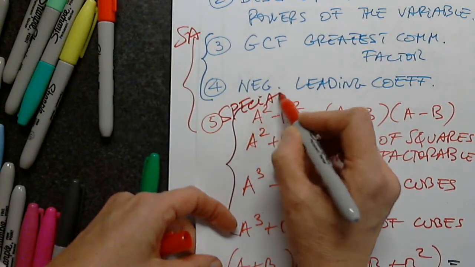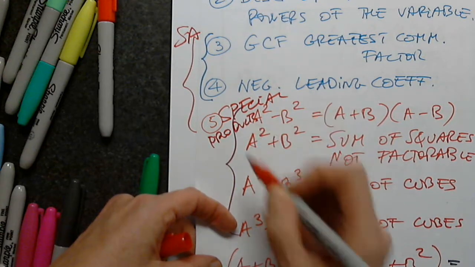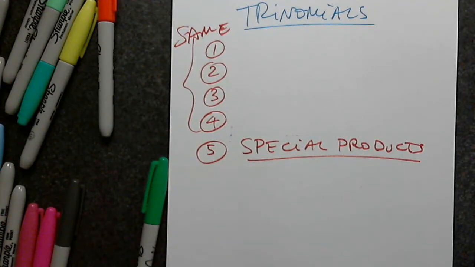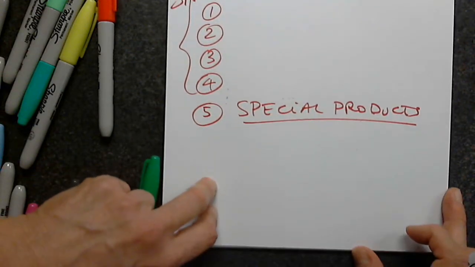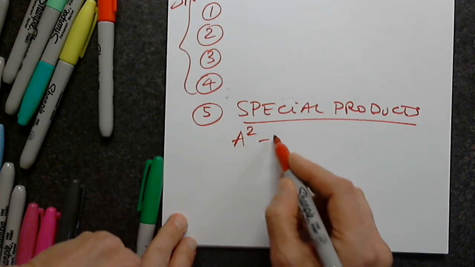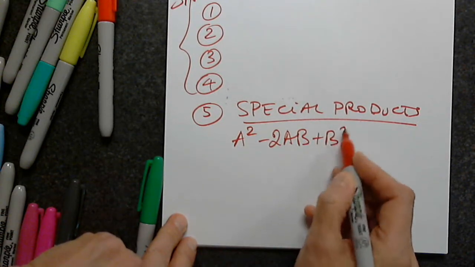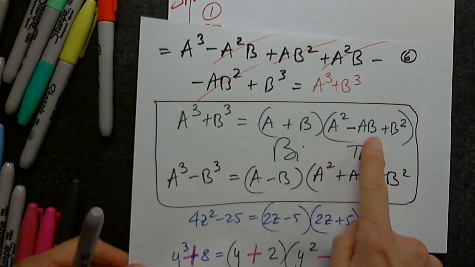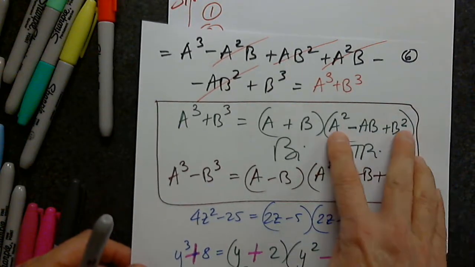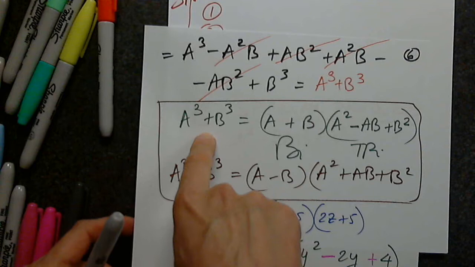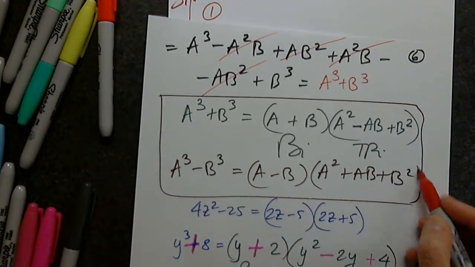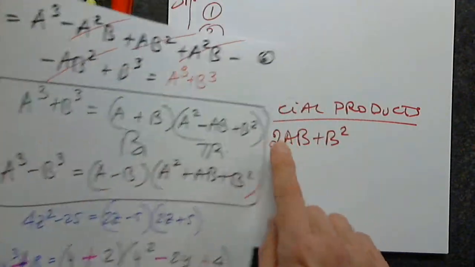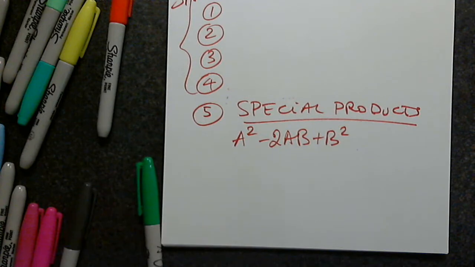Special products. So there are 4, 1, 2, 3, 4, although one of them is not factorable for binomials. Here we'll only have 2. Here's 1. Please do not confuse this with this. This is the trinomial coming from the sum of cubes, or the trinomial coming from the difference of cubes. That has nothing to do with this. Notice they're not the same, correct? So do not confuse those two.